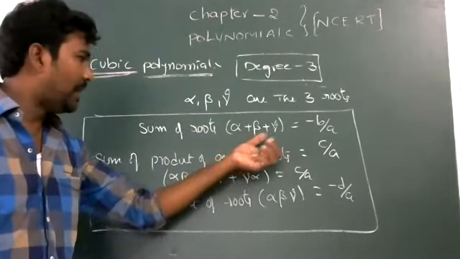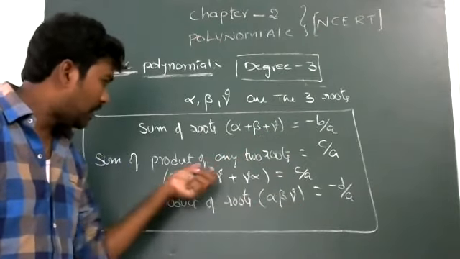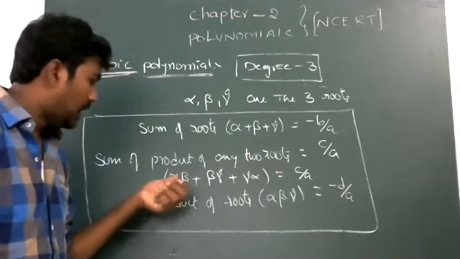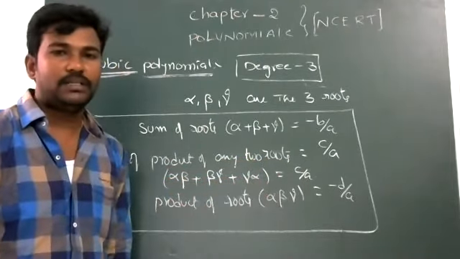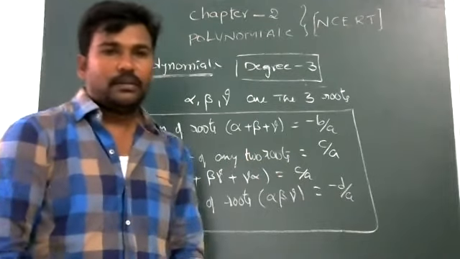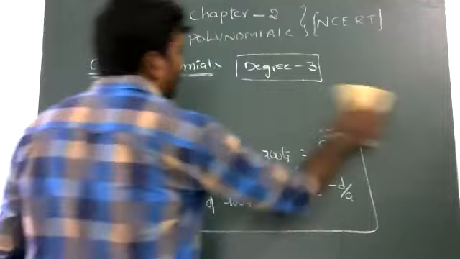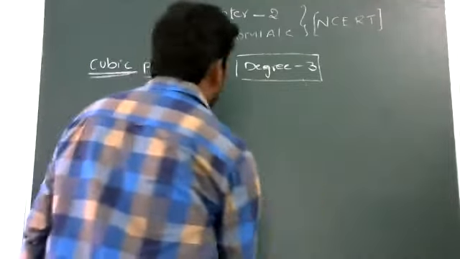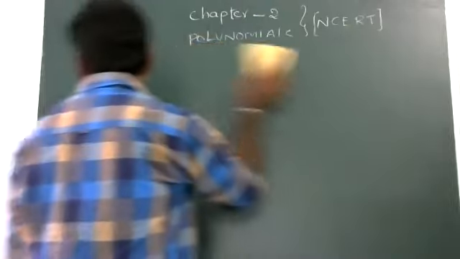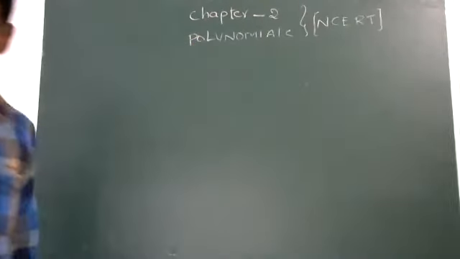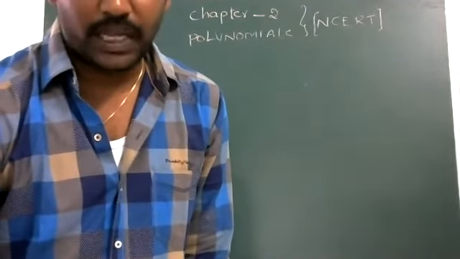So the sum of the product of any two roots means alpha beta plus beta gamma plus gamma alpha. Is it clear now? Now, let us see the remaining problems in cubic polynomial. If cubic polynomial is completed, almost 70% of polynomials are completed, and then so many additional problems are there in polynomials. Now I am going to explain one example problem.